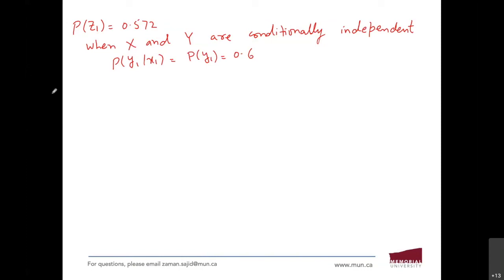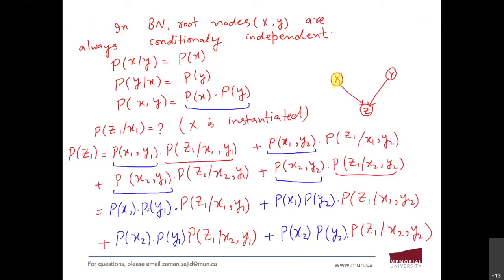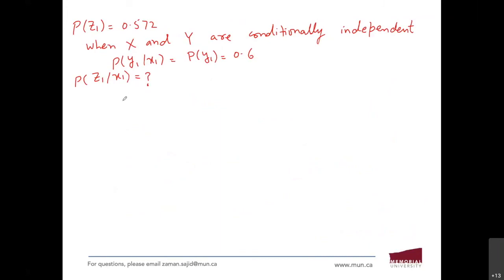Now, for the same question, if I want to find out the probability of Z1 given X1, what I need to do, let me take you back here. In this equation here, I just need to introduce my conditional probabilities of X1 with each and every term here. That's what I'm going to do in the next one. So if I want to find out this conditional probability of Z1 given X1, I will introduce my X1 into previous terms here. This will become the probability of X1 given X1 times the probability of Y1 given X1 times the probability of Z1 given X1 and Y1.